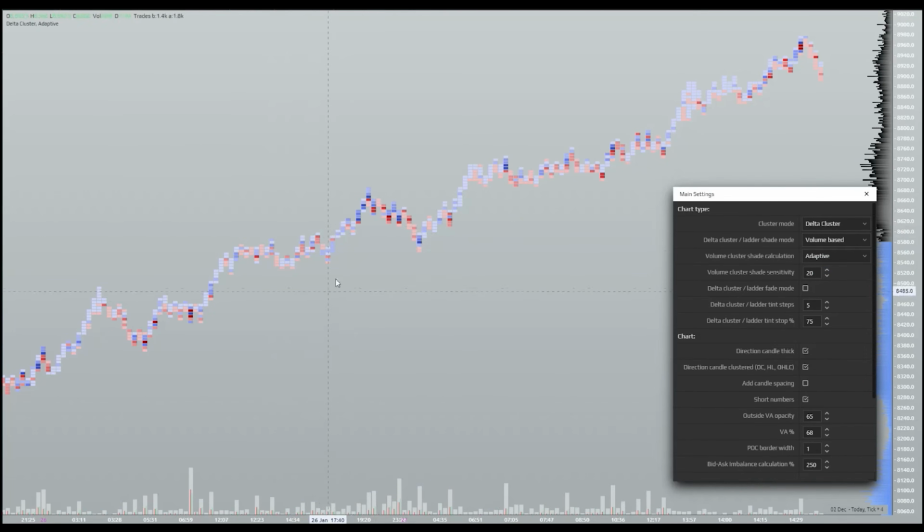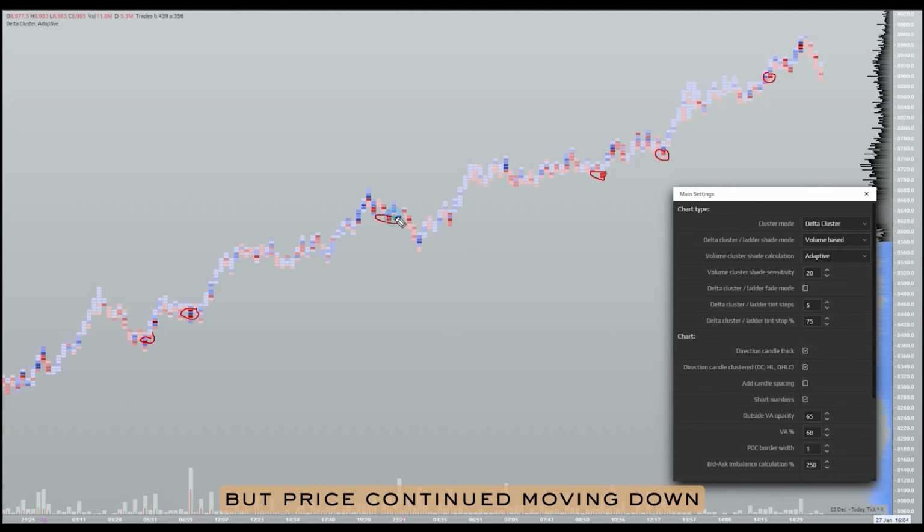What you see right here is red in the lows, red in the lows, very red, again red. And it's not enough to see that the lows are aggressively sold and to say that this is a successful test of a support and that it's going to hold, because what happens is you have these lows aggressively sold but price continued moving down. What you need to see is over here, that we're above these positions now.